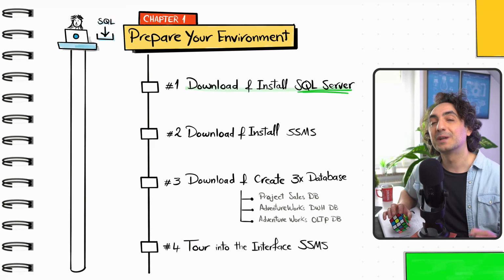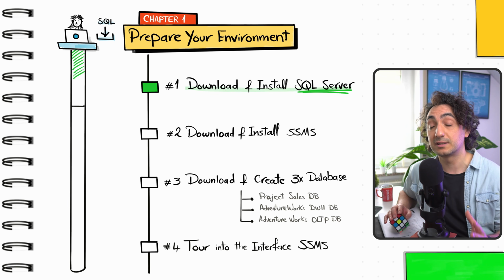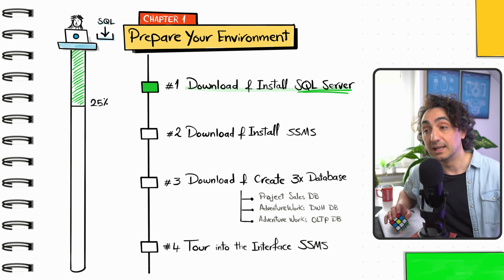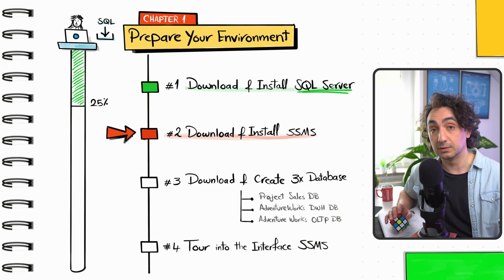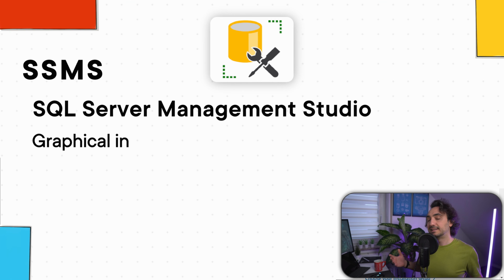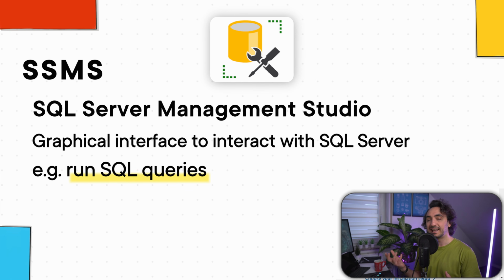Alright, so with that we are done with the first step. We have downloaded, installed SQL Server locally at our PC. So now everything up and running. Let's move to the next step where we're gonna go and download SQL Server Management Studio, SSMS. It is a graphical interface where you can go and start interacting with the database, where you can see the data, write queries, solve tasks, and so on.